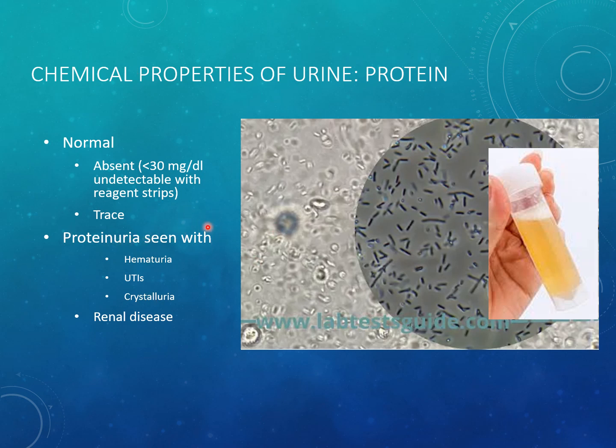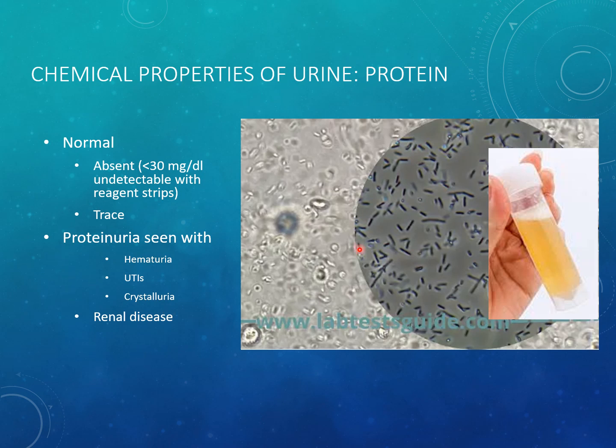Now, this can be due to several things like blood in the urine, because blood has proteins in it, urinary tract infections, crystalluria, and kidney disease. In kidney disease, we lose some proteins that are supposed to be reabsorbed in the tubules but are not correctly reabsorbed back into the body.